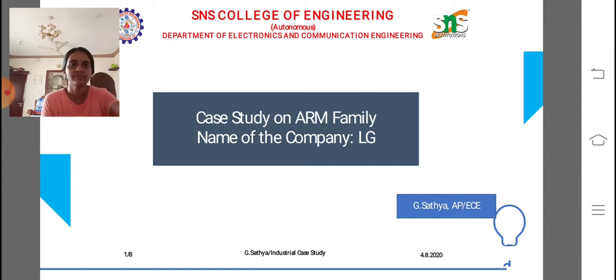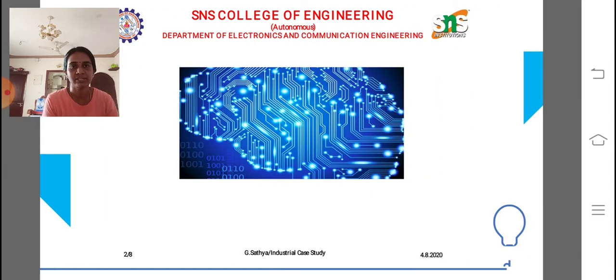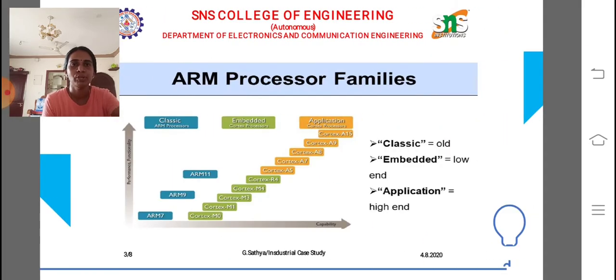So ARM plays a vital role in our electronics industry. In olden days we used the ARM7 processor, then ARM9 and ARM11 were used in lower end applications. For higher end applications, we are using the Cortex series, because most of the automobile industry is based on ARM higher end applications for their embedded applications. ARM plays a vital role in our day-to-day life, because in the classic ARM processor we used only ARM7, ARM9 and ARM11.